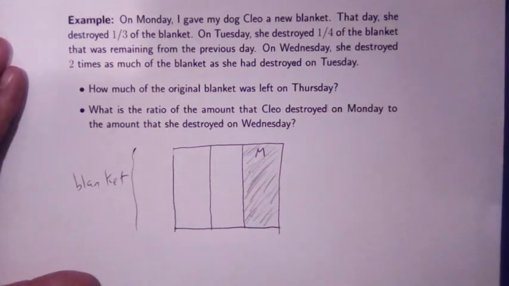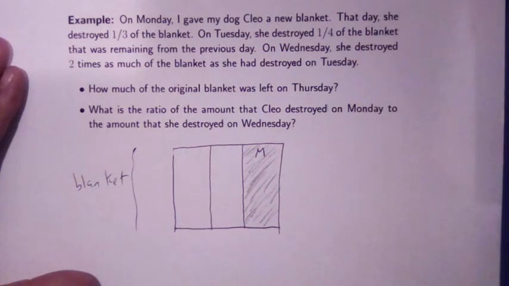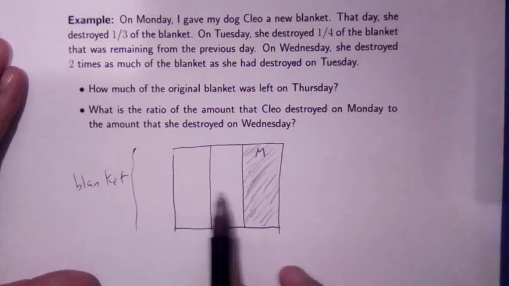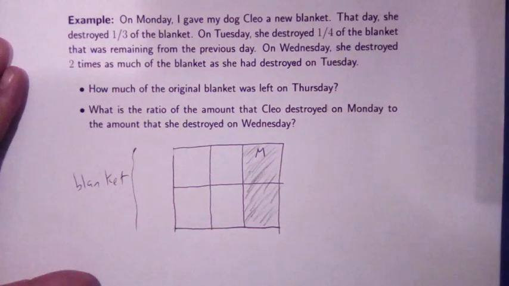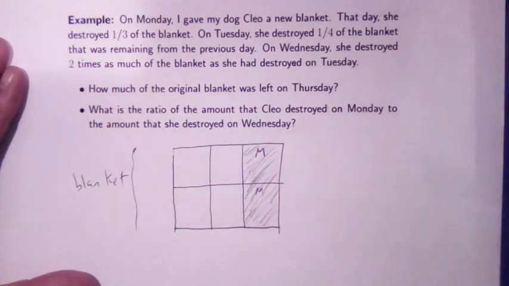For the next fraction, the 1/4, it's not referring to 1/4 of the original blanket, it's 1/4 of what was remaining from the previous day. So what remains from the previous day are these two pieces, and we'd like to have 1/4 of those two pieces. Of course, I can see halves now. One piece is half of the two pieces. To see quarters, I could, of course, just subdivide. So since all of that was destroyed on Monday, I'll label that as being Monday's destruction amount as well.